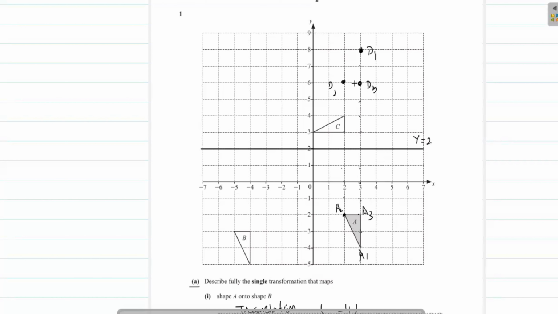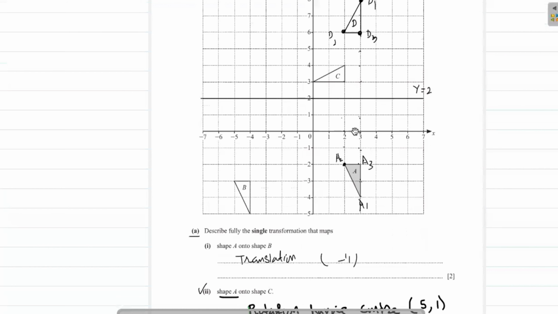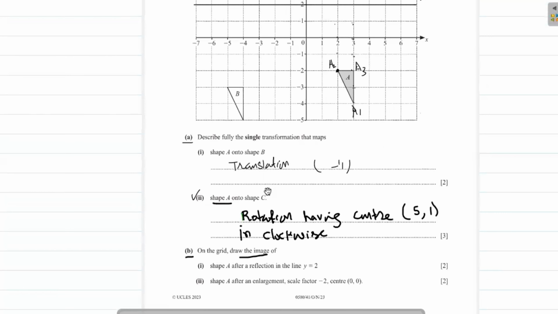Now we join D1 to D2 and D3. We get a triangle. This triangle we name as T, and this is the image of the shape A after reflection y equal to 2.